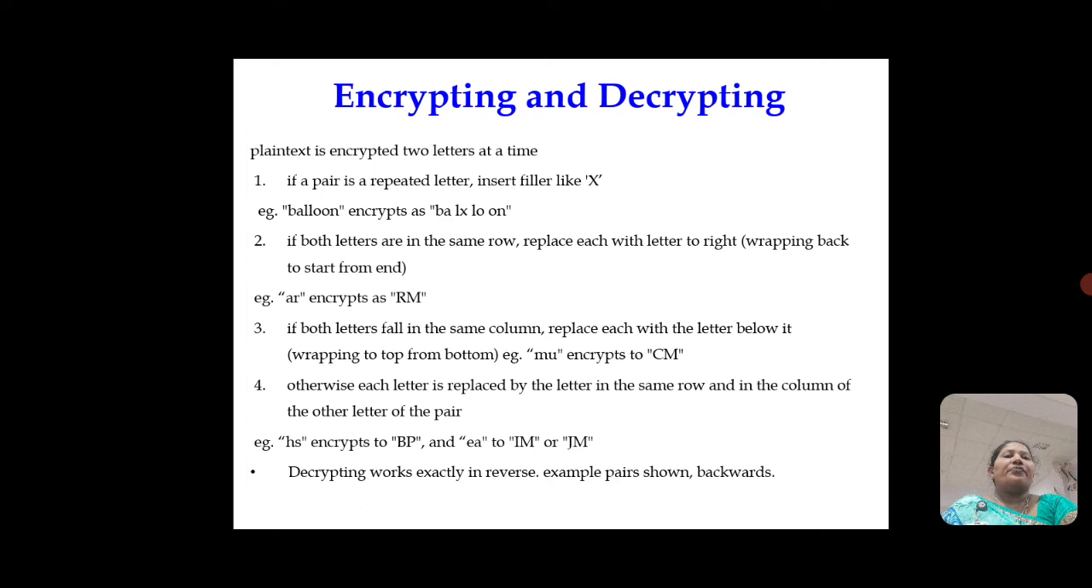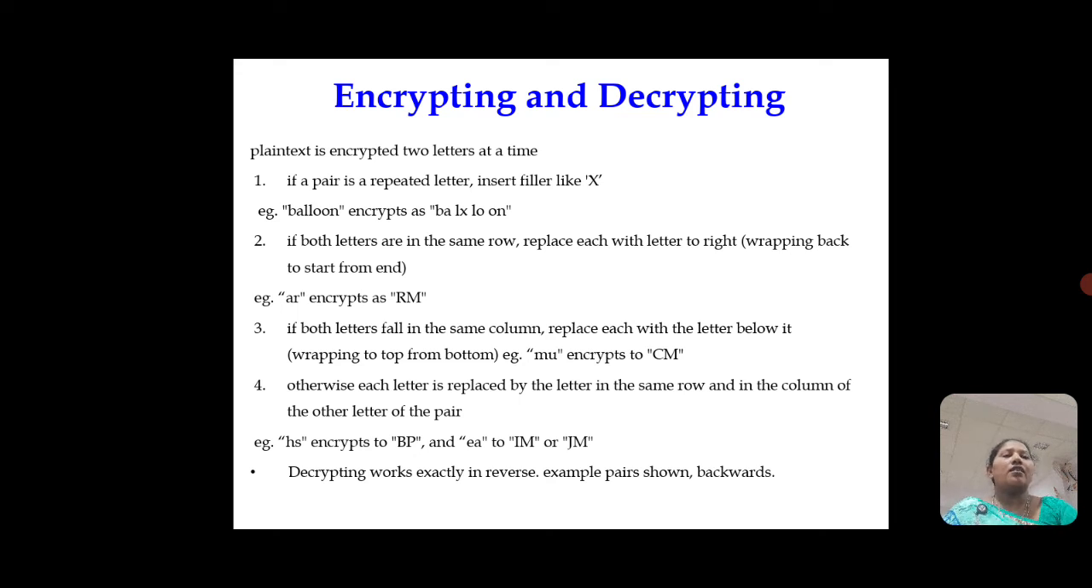So here you will be taking the plain text as a pair of letters. For example, assume you are having the plain text as balloon. First separate them into 2 letters: BA as one pair, LL. The next 2 letters are repeated.